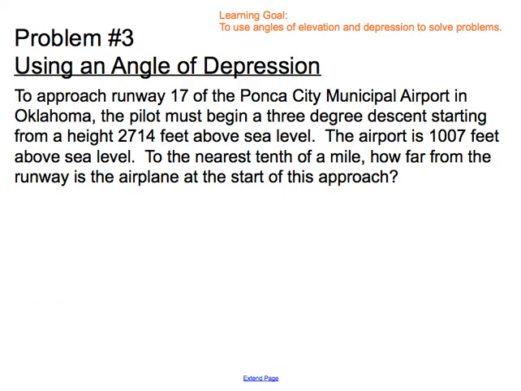Okay, so let's look at angles of depression. To approach runway 17 of the Ponca City Municipal Airport in Oklahoma, the pilot must begin a 3-degree descent starting from a height of 2,714 feet above sea level. The airport is 1,007 feet above sea level, and so to the nearest tenth of a mile, how far from the runway is the airplane at the start of this approach? So again, let's start by drawing a picture. So here we have our airplane trying to get to the airport.